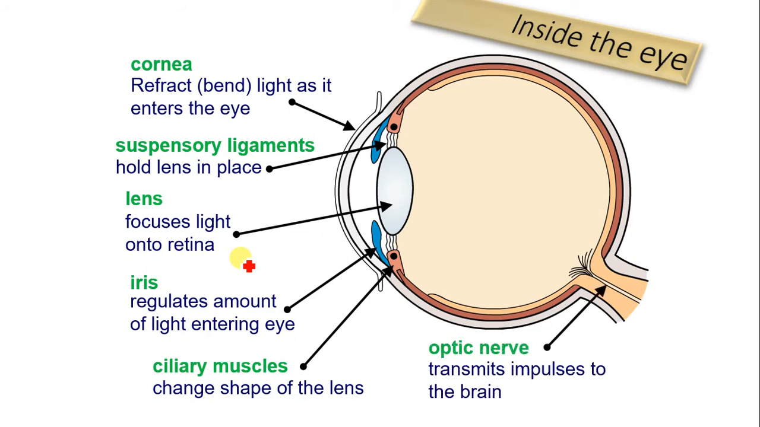Then the optic nerve is also a nerve cell and it helps to transmit impulses to the brain.